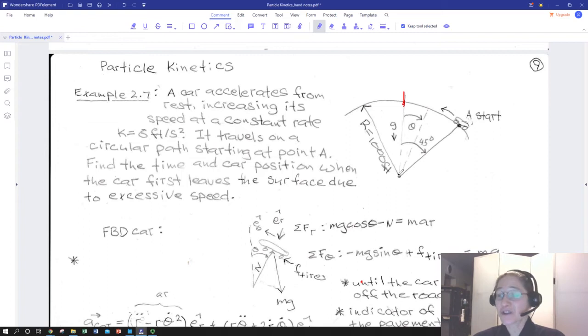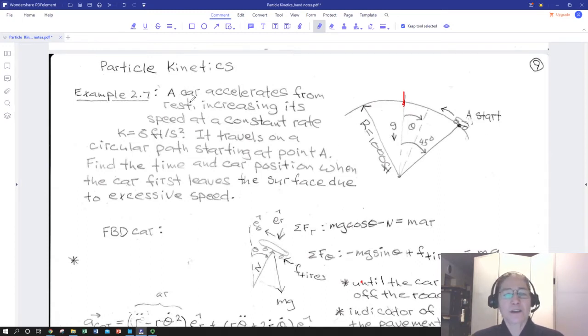The hill is circular in cross section, kind of an odd shape for a hill, but they do exist, and it's 1,000 feet radius. So this theta angle is actually decreasing. That's the convention we were given in the schematic. So as theta gets smaller, the car gets closer to the top of the hill, and it's traveling a certain path length defined as r theta because of our circular path.